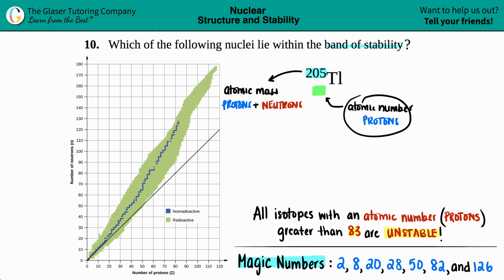All atomic numbers, or all protons, are unique and different to each element, so there will be no two elements that have the same atomic number. I look on my periodic table, which is right in front of me, and I see that the atomic number for thallium is 81. So we have 81 protons.